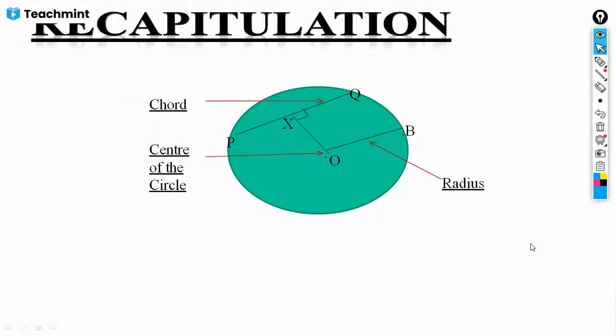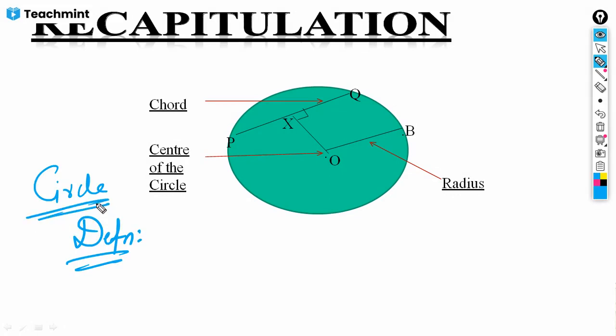See, what you can see on the screen is the basic things which you have already learned in the lower classes. First, let us start with the definition of circle. Can anyone define what is meant by circle? Definition of a circle. Anyone? Collection of points which are equidistant from a fixed point.